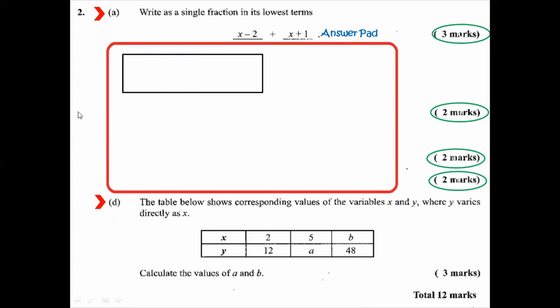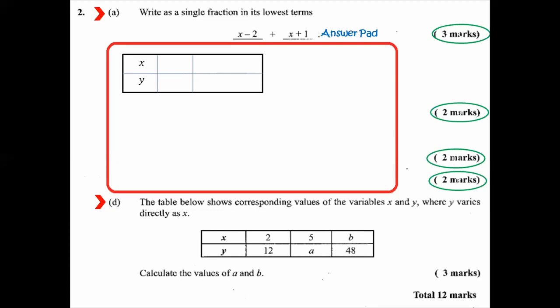All right, so here we have it. The table shows corresponding values of variables x and y, where y varies directly as x. All right, this is direct variation. How it works. We have some students we call test-wise students. Some people can actually figure this out without any formal ways of working this out.